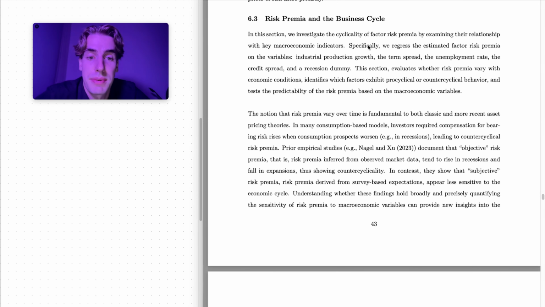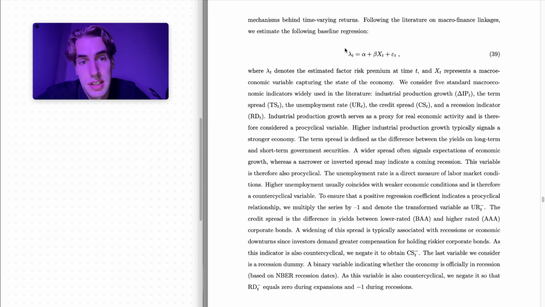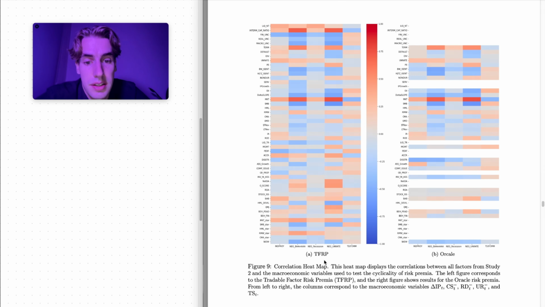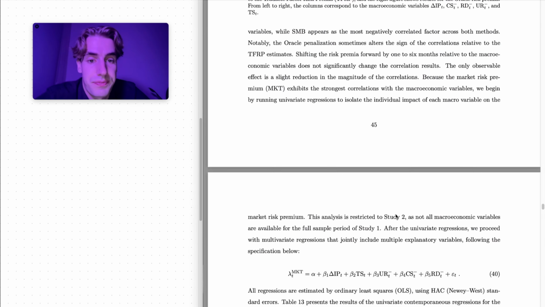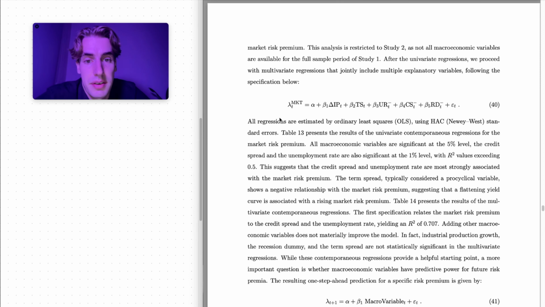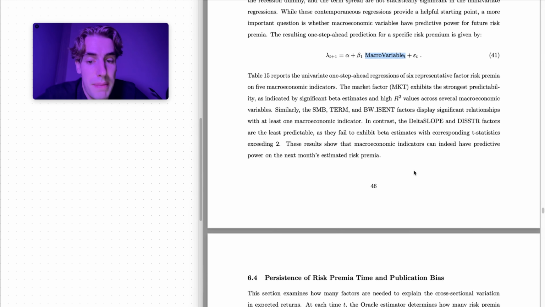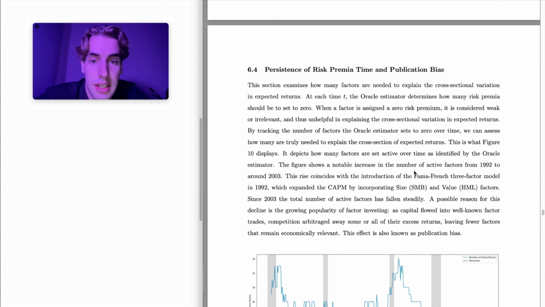How are risk premia related to the business cycle? First, this is a regression we are doing, with risk premia regressed on the macroeconomic variables. These are the simple correlations between the tradable factor risk premia and the oracle risk premia with the different factors. Then there are multivariate regressions on the market risk premia, and what we also try to do is to predict the next period risk premia based on the current macroeconomic variables. The regression results are shown in the appendix.